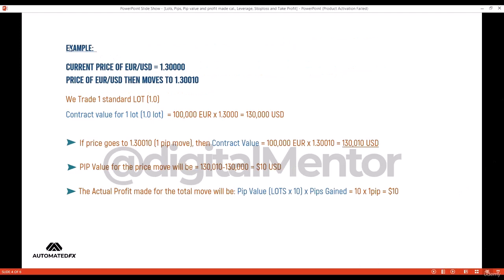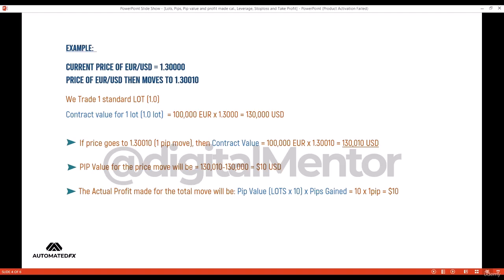Now the next slide is an example. This is an example using Euro USD. We are assuming that the current price for Euro USD is 1.30000, and then the price moves from 1.30000 to 1.30010, which means it moves one pip. So there's a one pip movement in Euro USD, and we trade one lot.